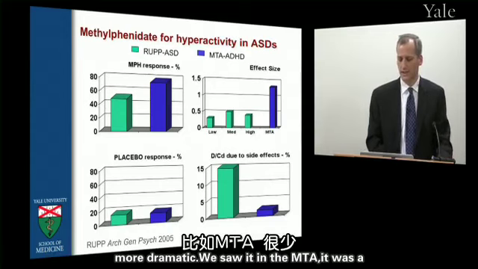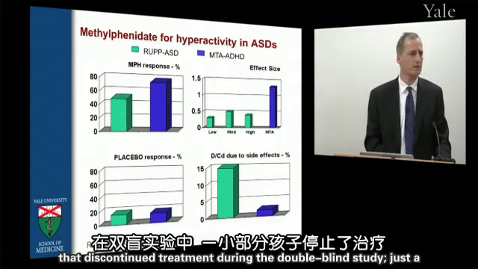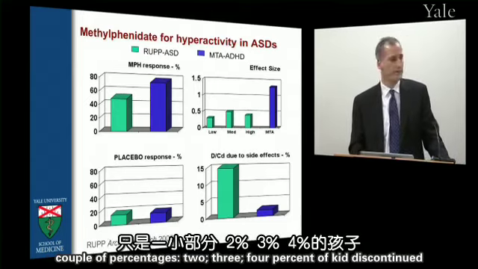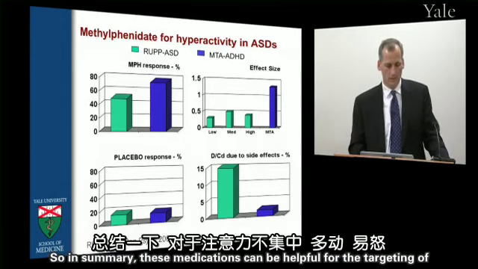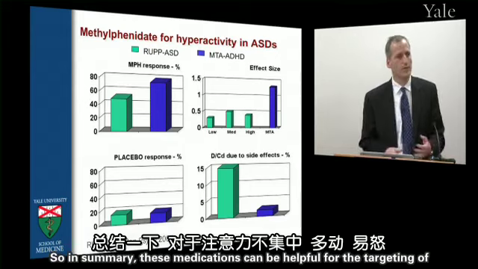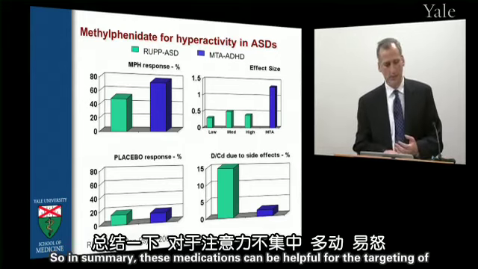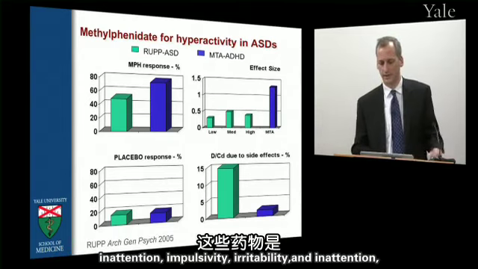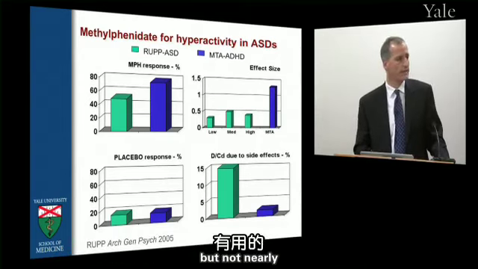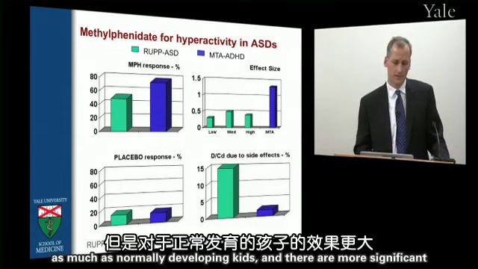We saw that in the MTA it was a very small fraction of kids who discontinued treatment during the double-blind study, just 2, 3, 4% of kids discontinued. In this trial with autism, about 15% of kids discontinued. So, in summary, these medications can be helpful for targeting inattention, impulsivity, and irritability, but not nearly as much as in normally developing kids, and there are more significant side effects.